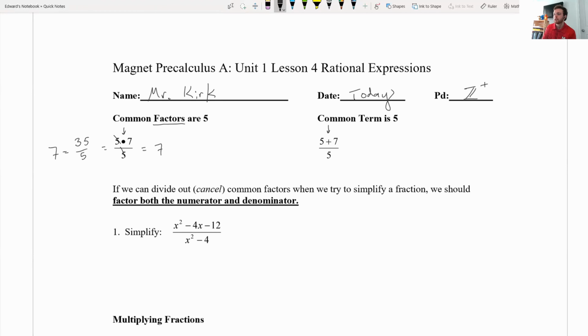So let's go over to this other problem here. Common term. Can I get rid of these 5s? How does that make you feel? Cringy. That is the word of the week, apparently. We're using that a lot.